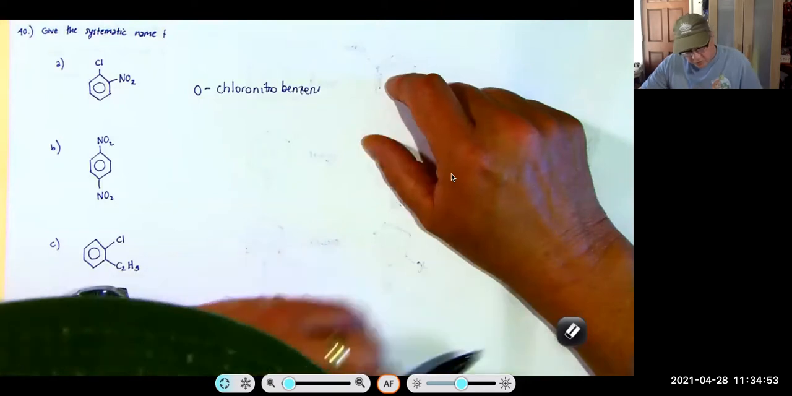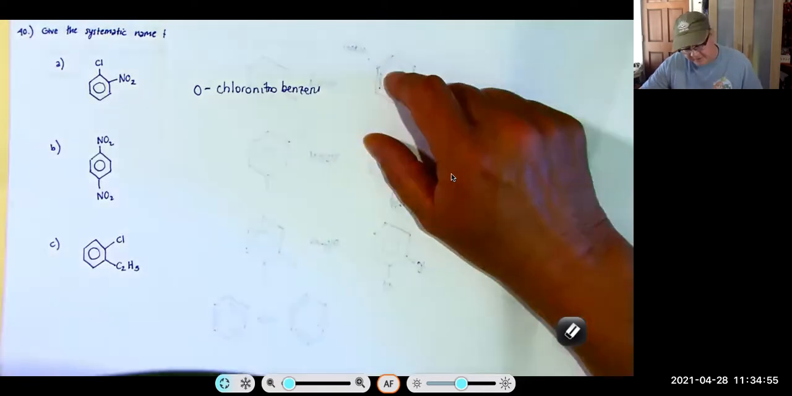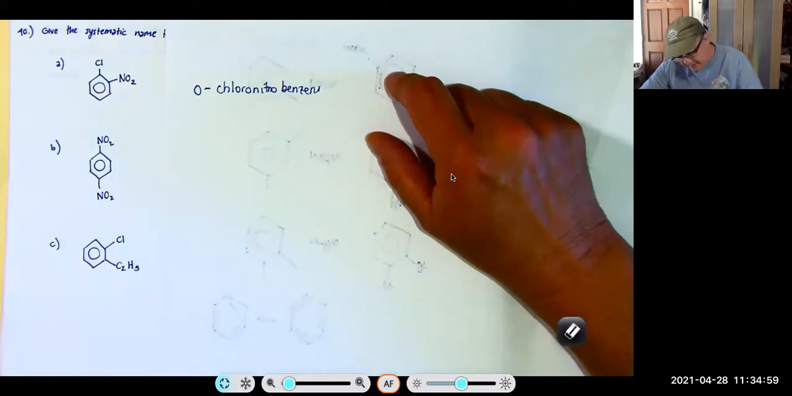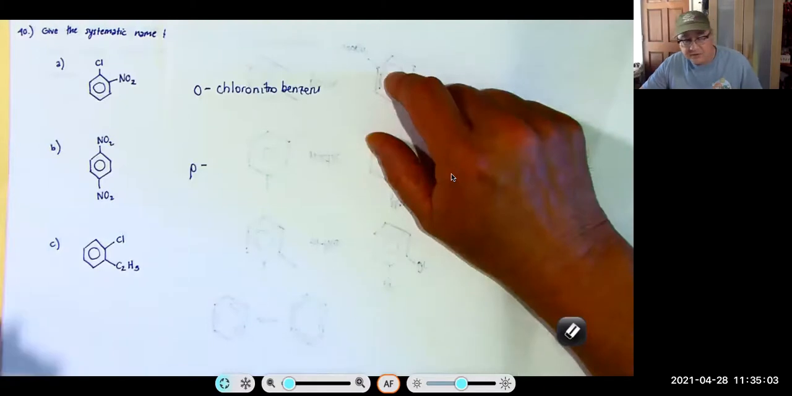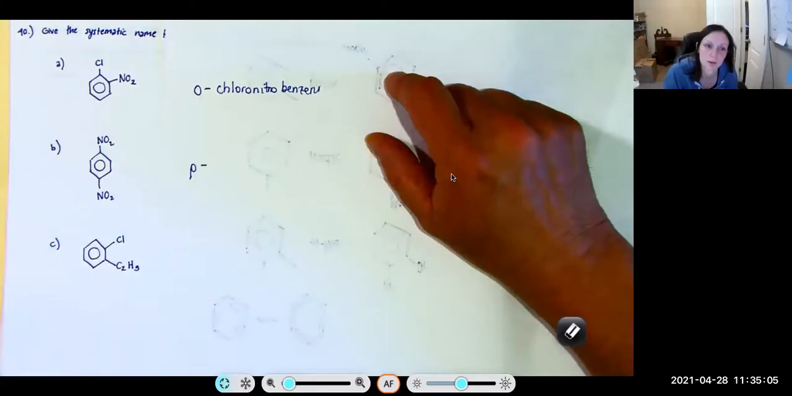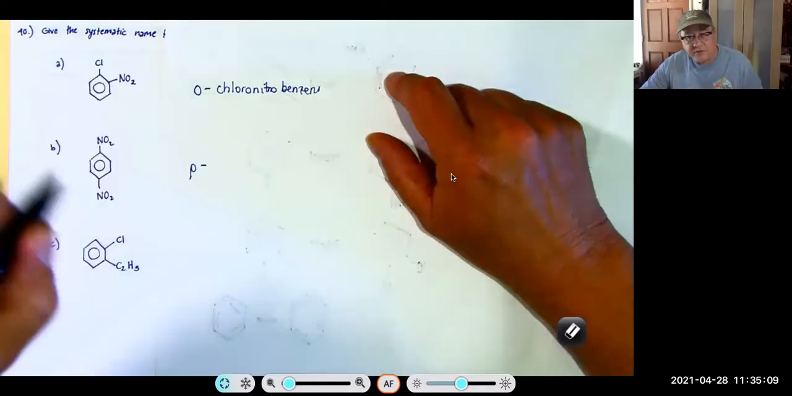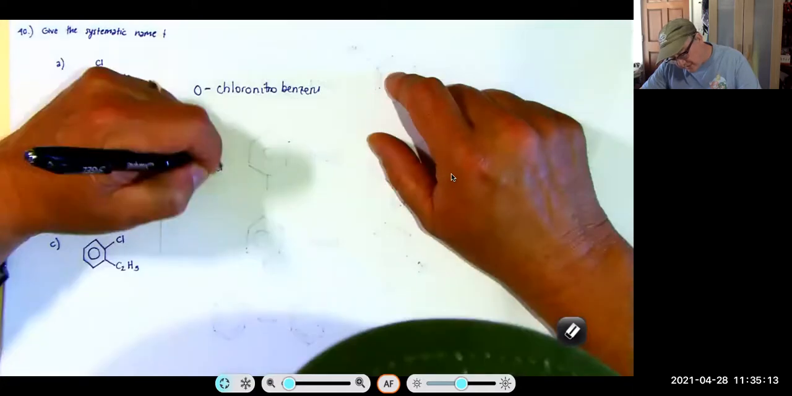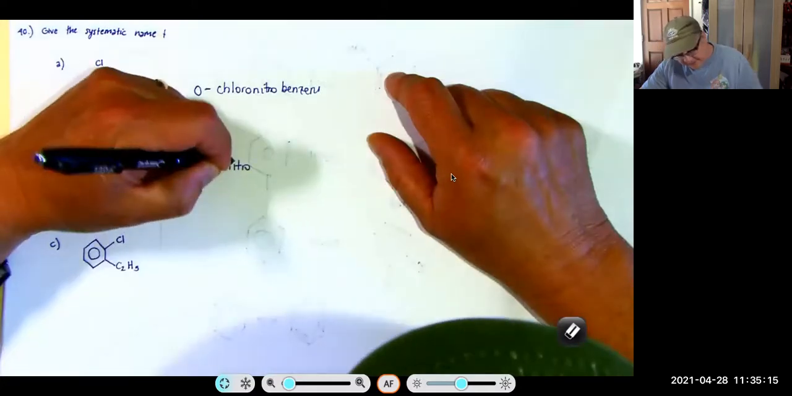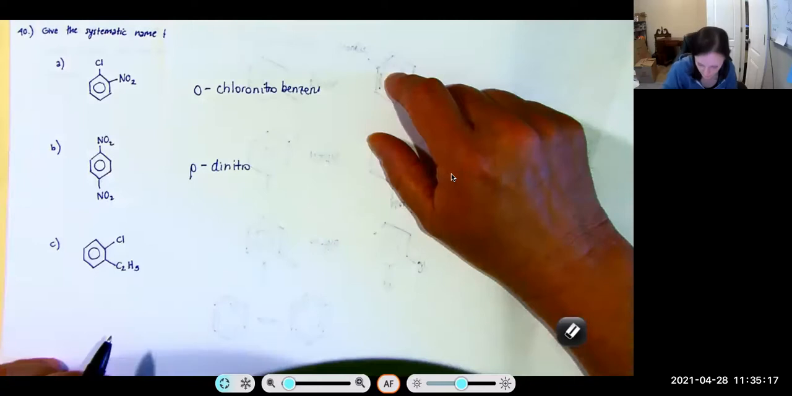So what would this one be? Ortho, meta, or para? Para. So we write a P. Now there's two nitros. Are we going to write nitro, nitro? No, probably just 2 nitro. What's our word for two? Di. Excellent. Dinitro. And then what type of ring is this? Benzene.